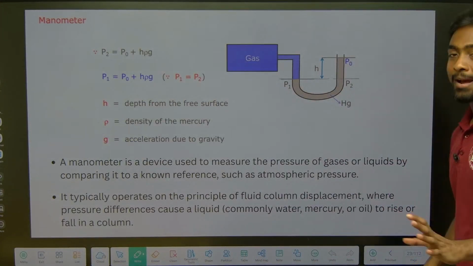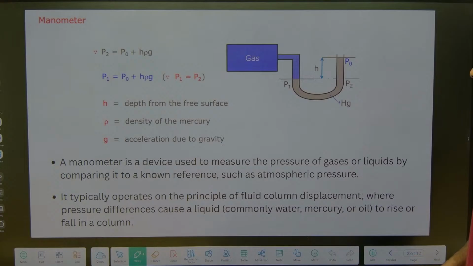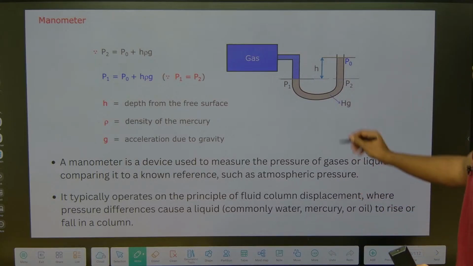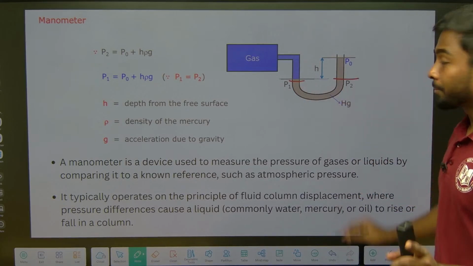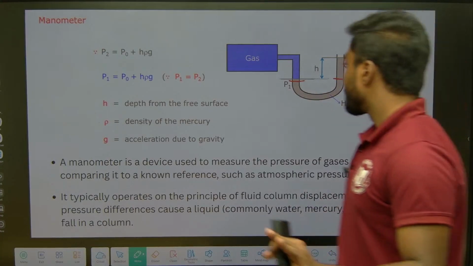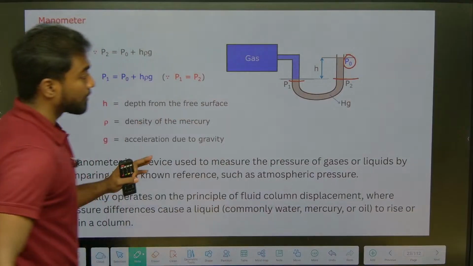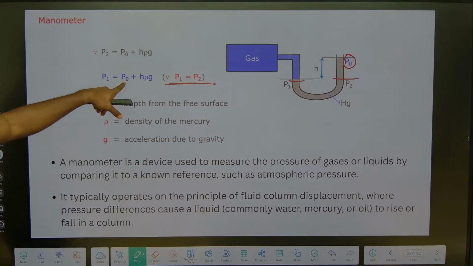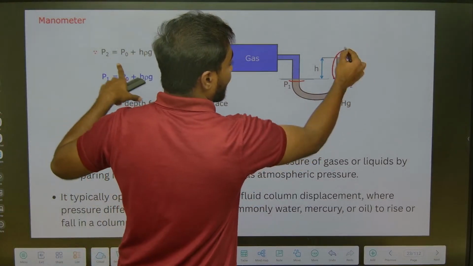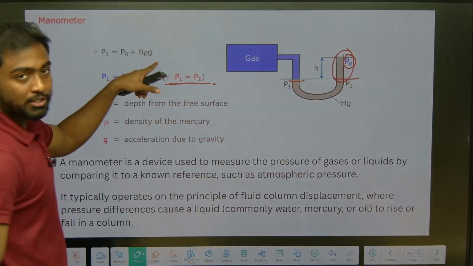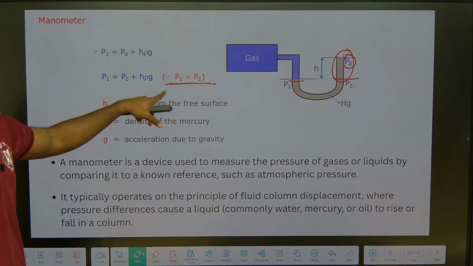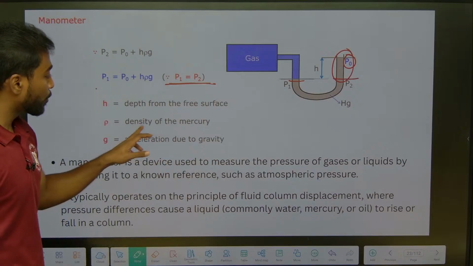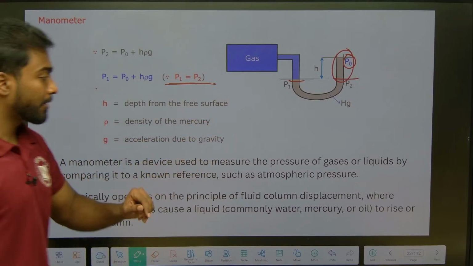So the next one is the manometer. The manometer is also one of the applications of the vertical column. Here we have taken three pressures: P1, P2 and P0. P1 and P2 are at the same height, so P1 will be equal to P2. P2 will be equal to P0 plus rho g h, where h is the height of the liquid, rho is the density and g is the acceleration due to gravity.